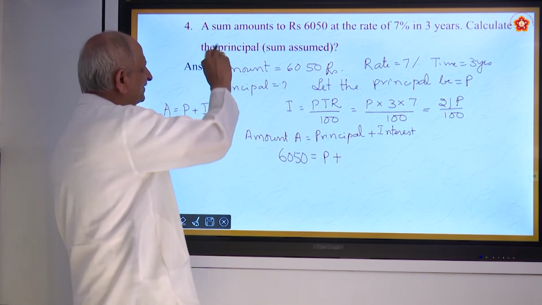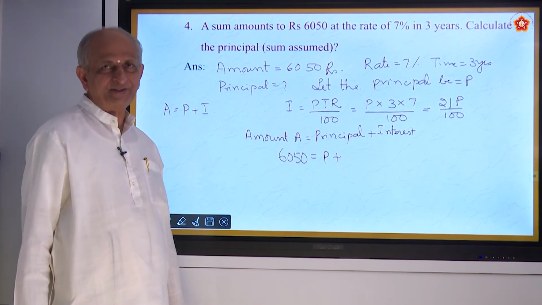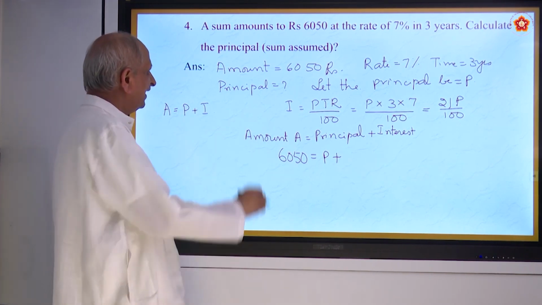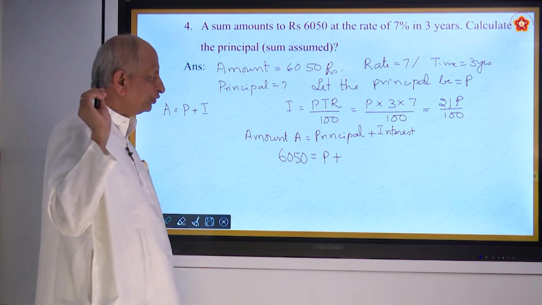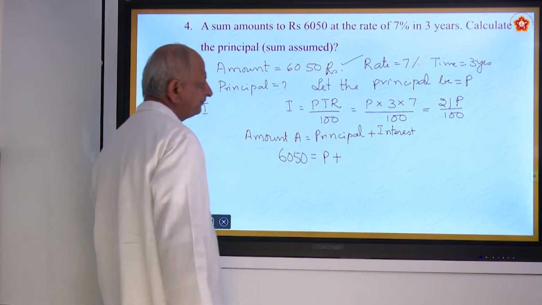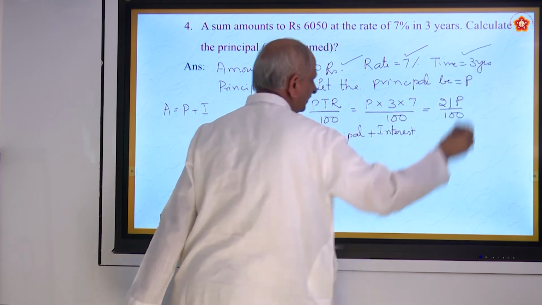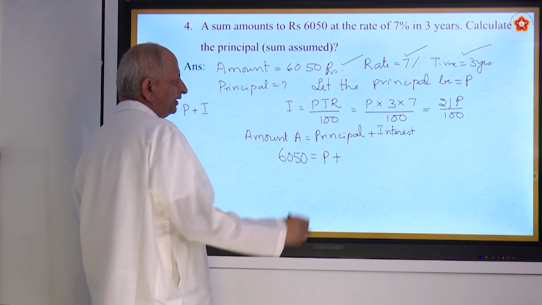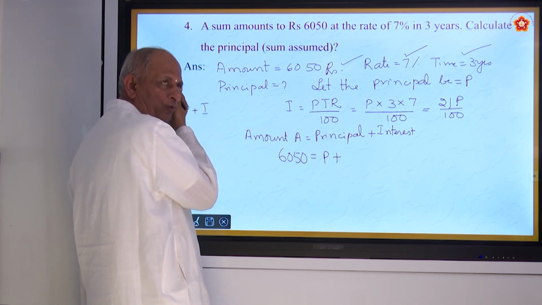Okay. A sum amounts to rupees 6050 at the rate of 7% in 3 years. Calculate the principal, the sum assured you have to find out. So you are given the amount 6050. Rate of interest is 7%. Time is 3 years. Here principal is not given. Interest also not given. What you must do?